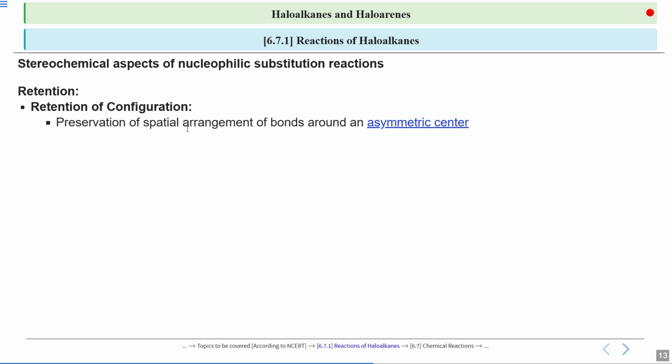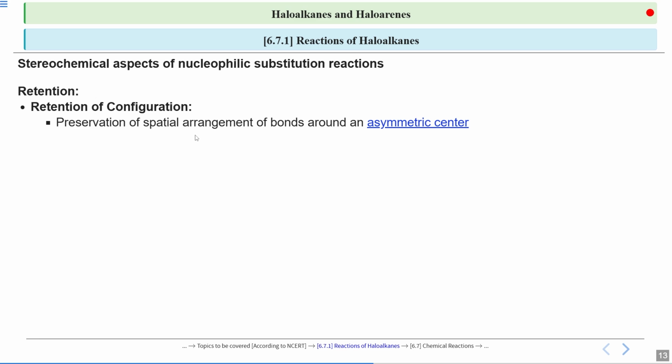Preservation of spatial arrangement of bonds around an asymmetric center. Where we have an asymmetric center, that means the carbon having different substituents around it and it is asymmetric, it is a stereo center. Then the retention or the preservation of spatial arrangement of the bonds around that asymmetric center, that is what we are calling retention of configuration.